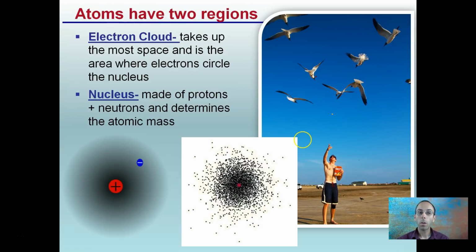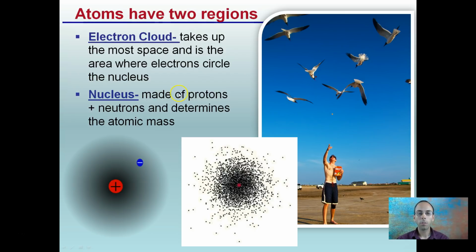Atoms have 2 regions. The electron cloud takes up the most space and is an area where electrons circle the nucleus. That is the outside portion here. The nucleus is made of protons and neutrons and determines the atomic mass, and that's the center region here. So this has a large positive charge, because remember our neutrons, also located in the nucleus, have a neutral charge.